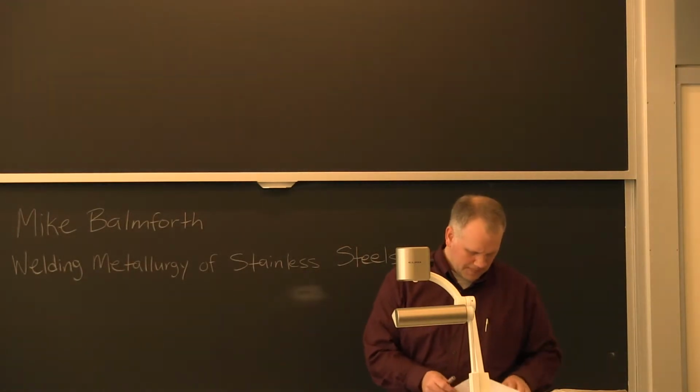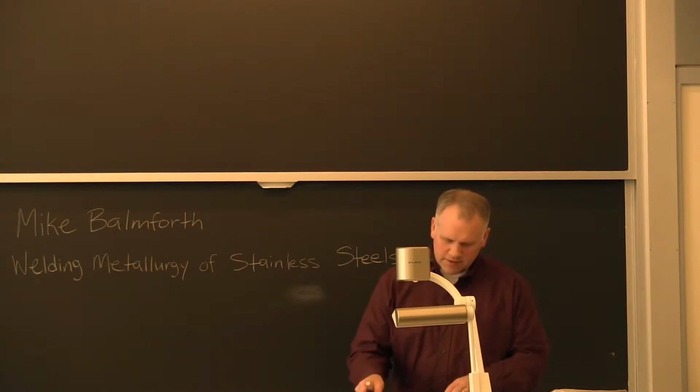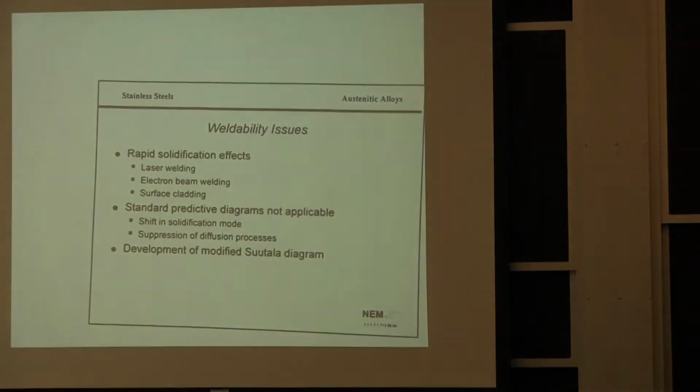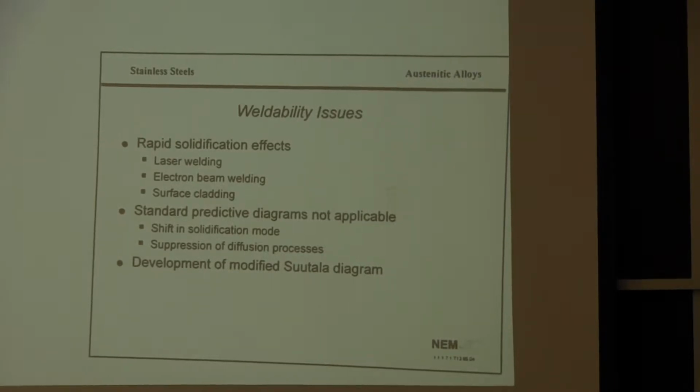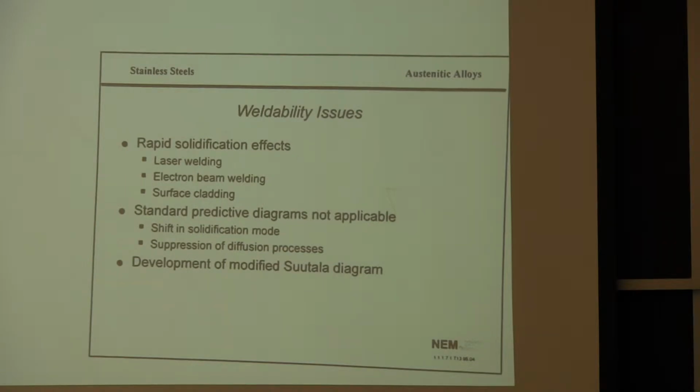A couple of other things that are worth mentioning. There's something called rapid solidification effects. And when this occurs is actually when you're doing a welding process where solidification happens really fast. And that's typically a high energy density process such as laser welding or electron beam welding or even cladding. Because of the physics of those processes, the solidification of the material is much quicker than if you're doing a typical arc weld or something like that.